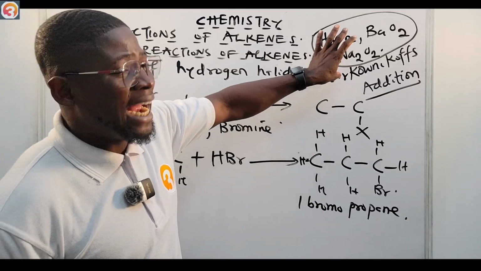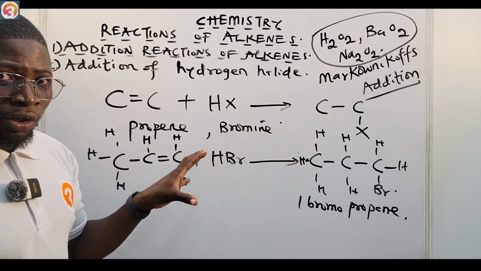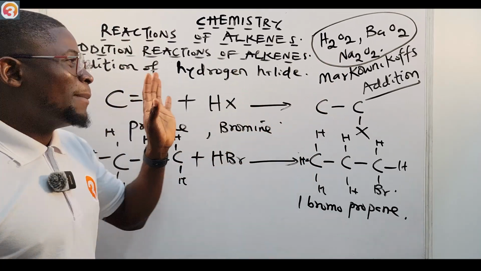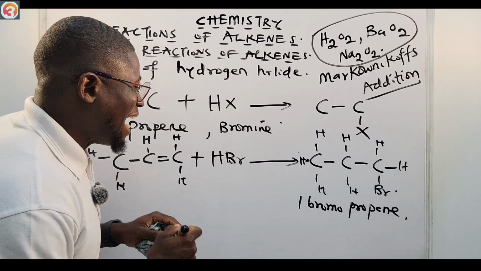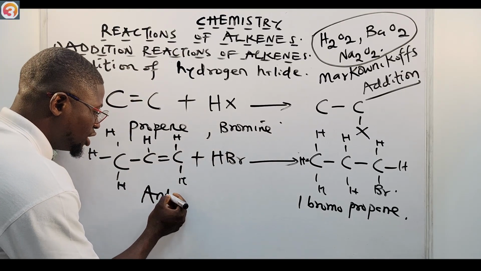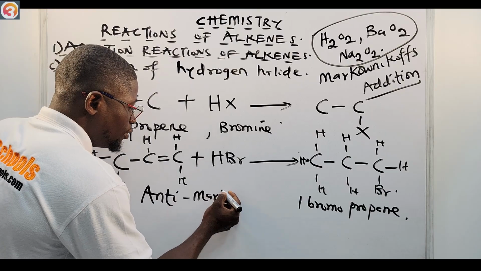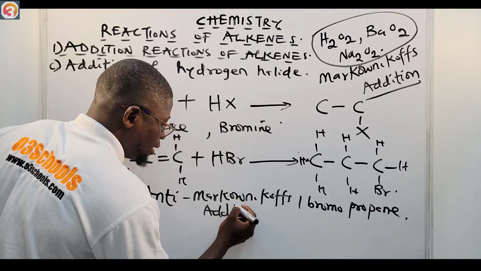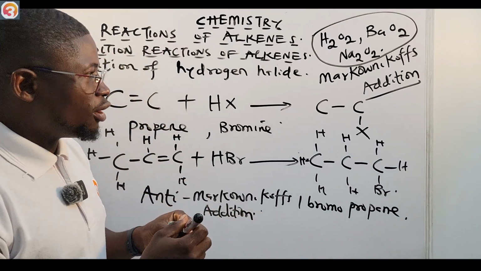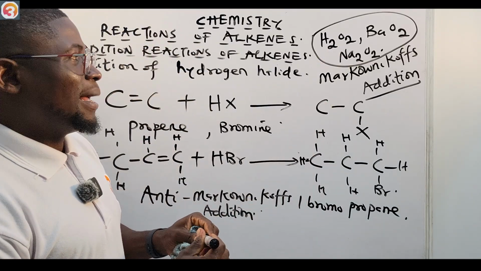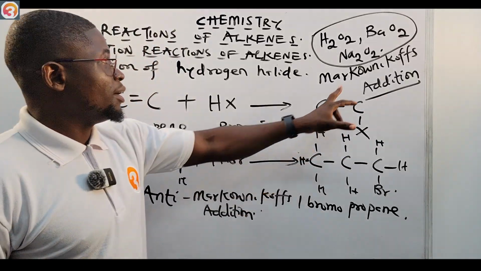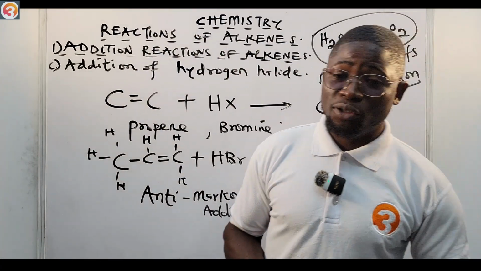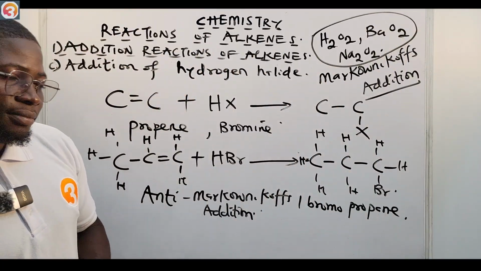But if these peroxides are present during the reaction, if they are acting as catalysts during the reaction, we do not call this reaction Markovnikov's addition. We call it an anti-Markovnikov's addition. So please, you must take note of that. In the absence of these peroxides, we call it Markovnikov's addition, but in the presence of these peroxides, we call it anti-Markovnikov's addition. I'm sure that is very clear to you. Please, the reaction is very important. If it were not so, I would have told you.